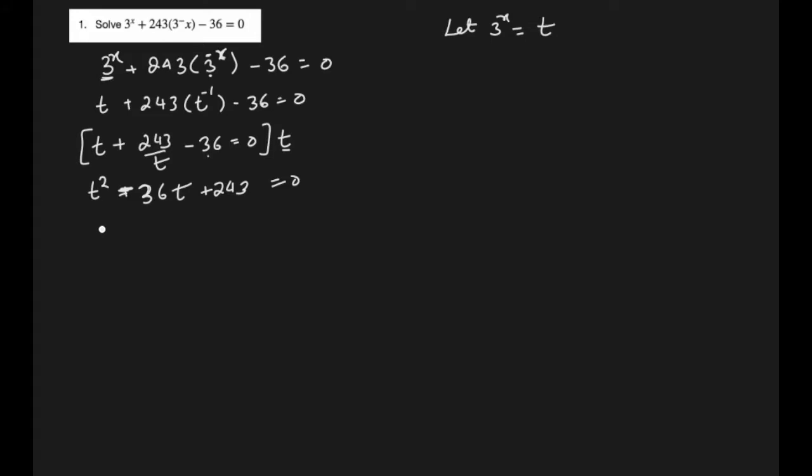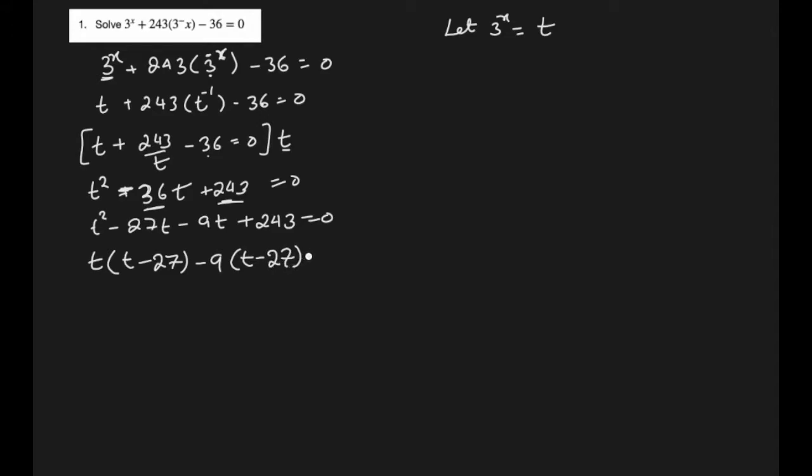I'll use the factoring method for this. So t square minus 27t minus 9t plus 243 equal to 0. I factored 243 into two parts and broke that 36 into those two factors of 243. So we get t minus 9 and t minus 27 is equal to 0.